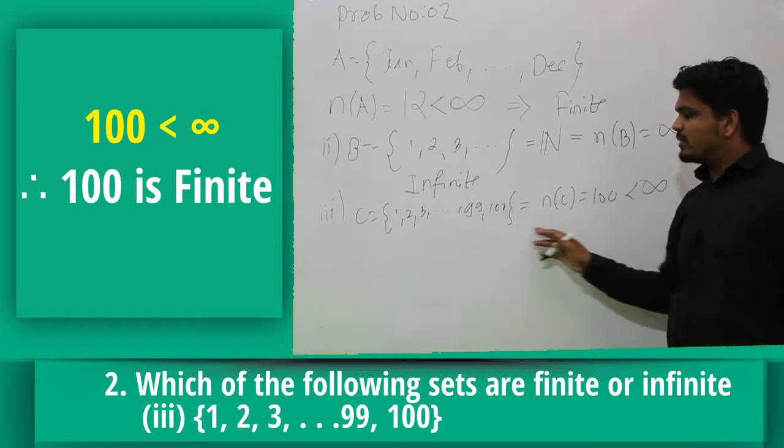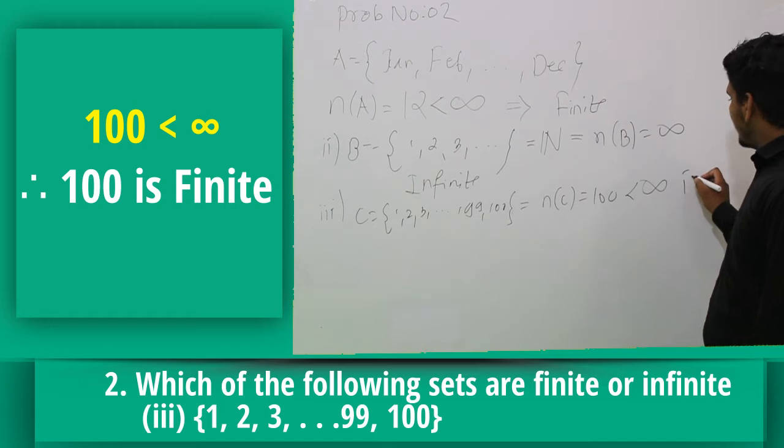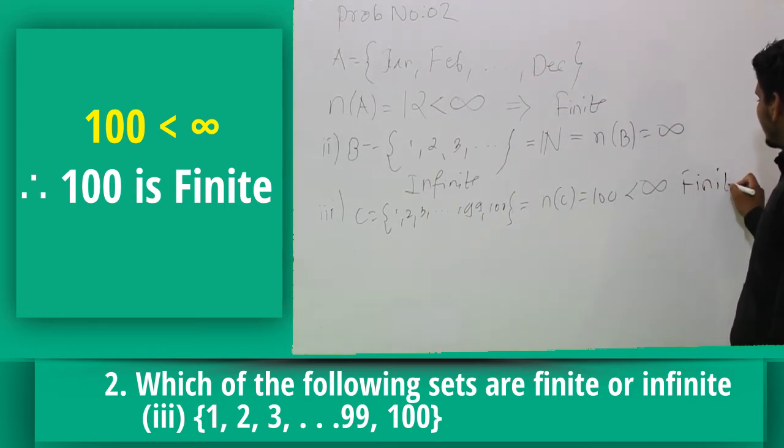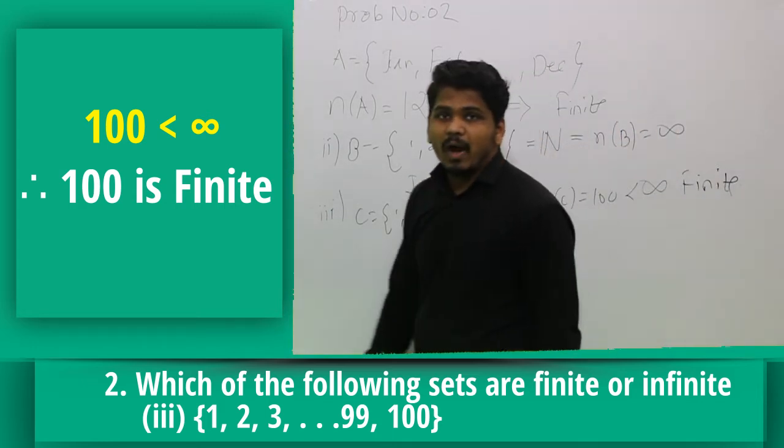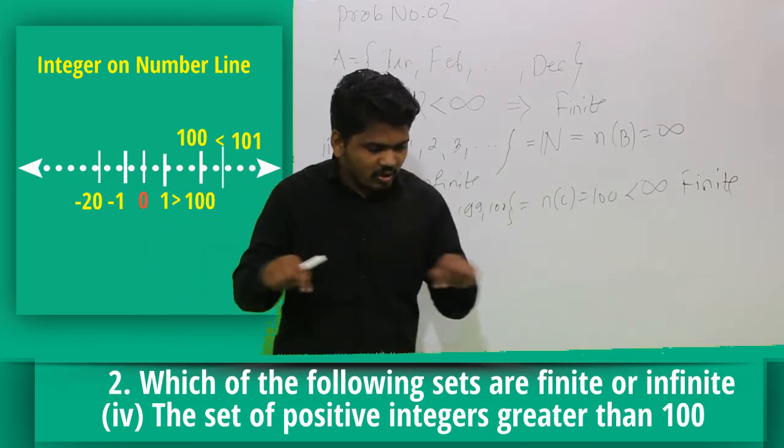If the number of elements in your set is finite, that set is called a finite set. Therefore, your C will become a finite set. Definitely, your C has become a finite set. Okay, this was 3 questions. Now we will see the next question that is right on your screen.